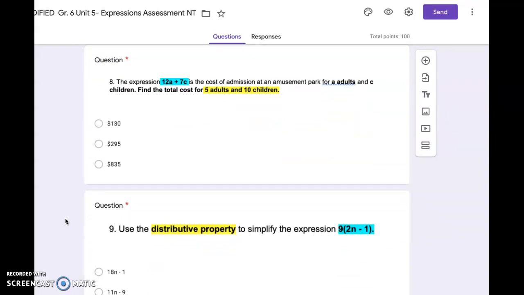Number 8. The expression 12a plus 7c is the cost of admission at an amusement park for a adults and c children. Find the total cost for 5 adults and 10 children. Your choices are $130, $295, or $835.